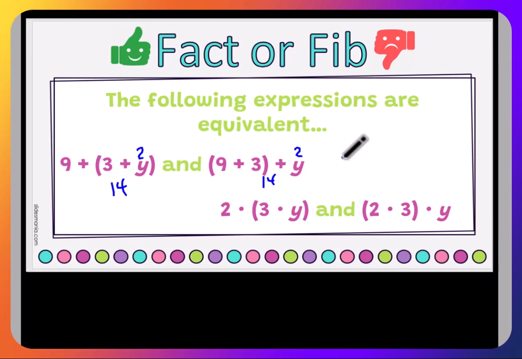Again, just the parentheses. The order and the operation stayed the same. 2 times 3 times y. What changed was the grouping symbol, the parentheses, and you can do that with multiplication. You can do it with addition, and you can do it with multiplication. You cannot do it with division or subtraction.